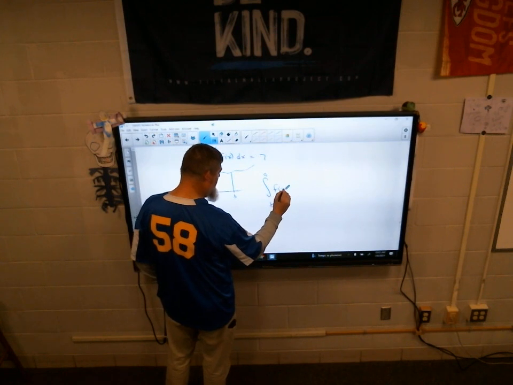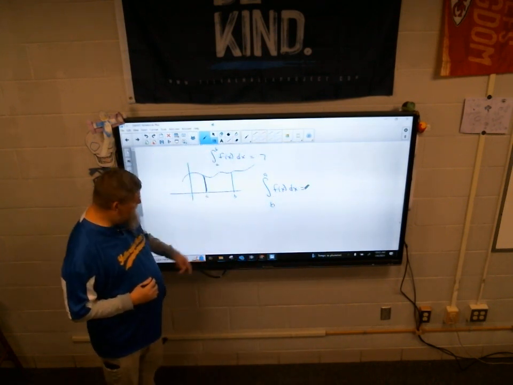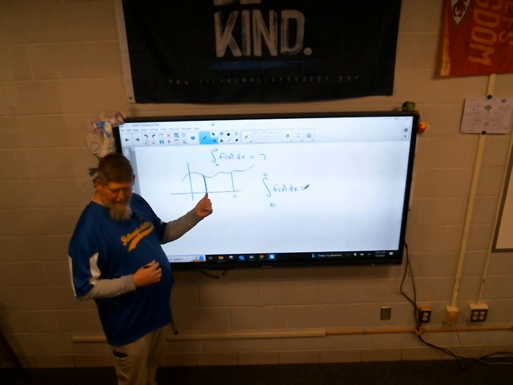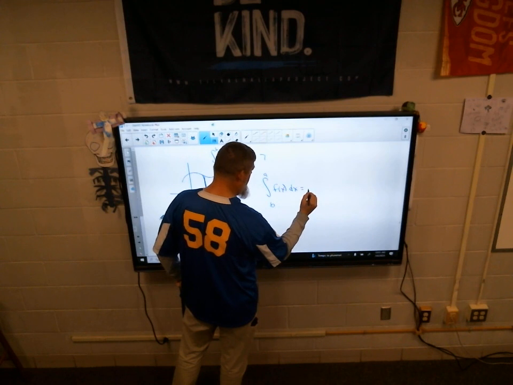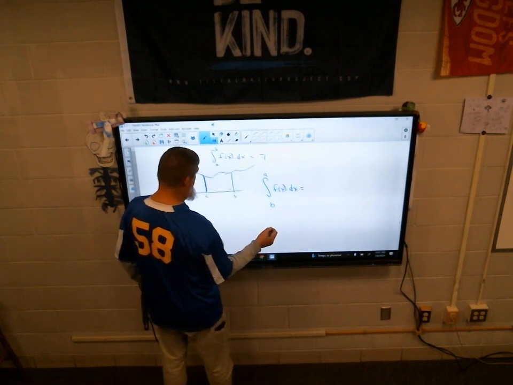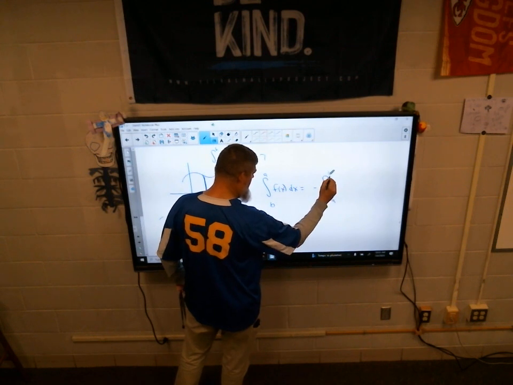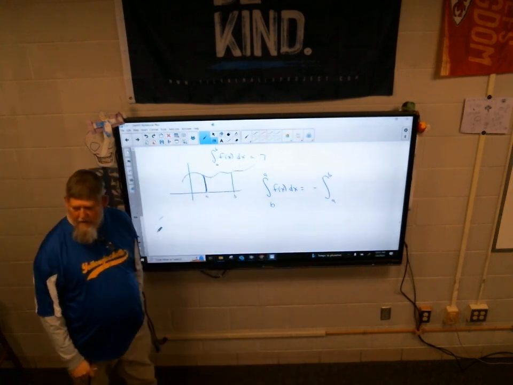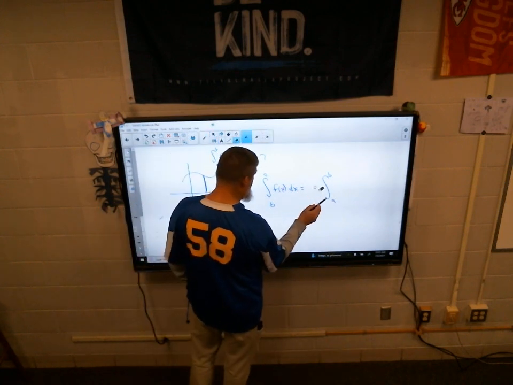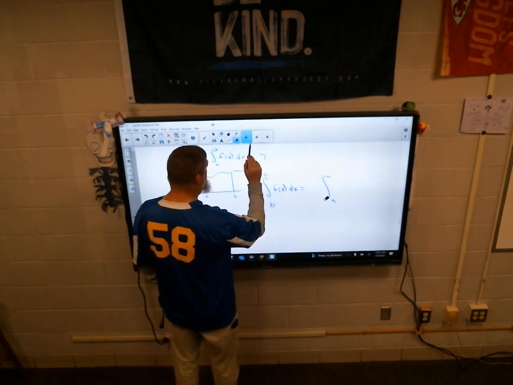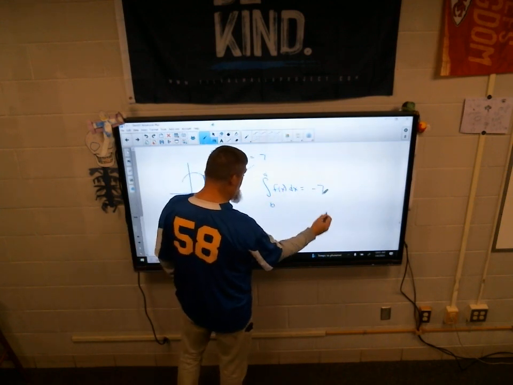If I reverse the directions, if I say the integral is going from B to A of f of x dx, that means I'm going to go from B to A and filling them in backwards. That means it's going to be a negative. It's going to be the negative of the A to B. It's just going to change the sign. I know what the answer is at 7, so I can just make it negative 7.